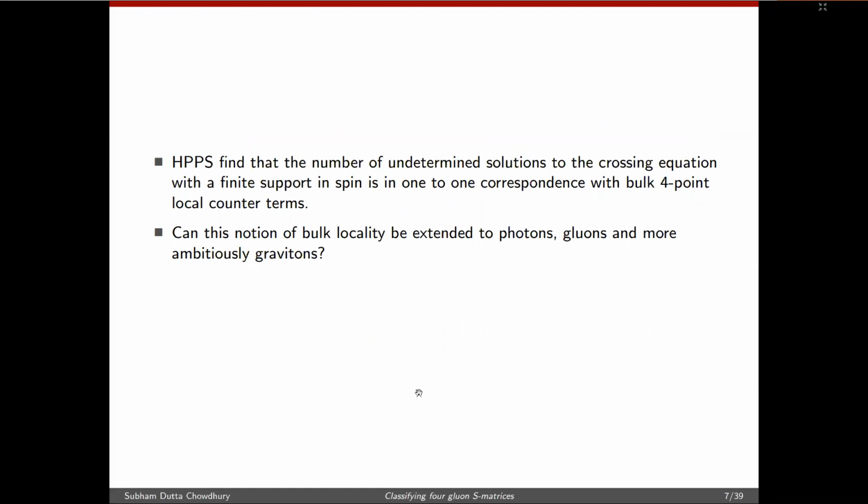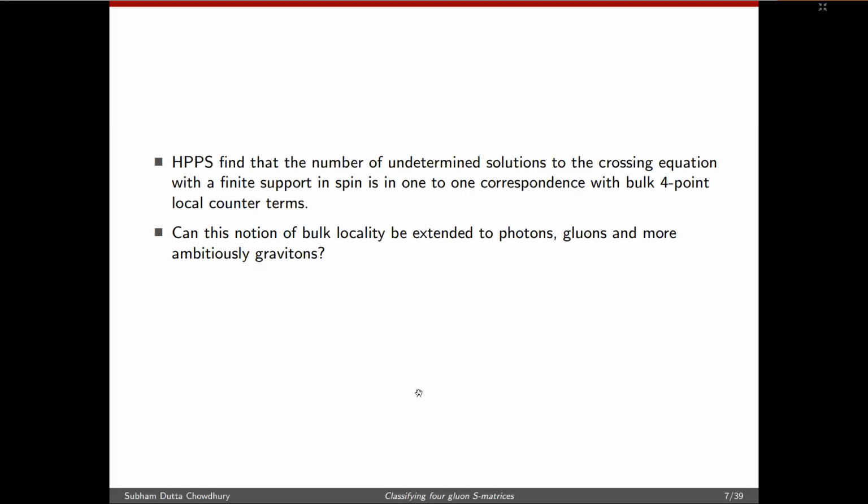So you need something in the bulk to make sense of your CFT crossing function. Some consistency conditions of your CFT are telling you that you must have some local bulk theory. I'm not saying that this is essentially proving locality, but it's a nice toy model to explore. Another motivation of classifying these local S-matrices is that this bulk locality can be extended to photons, gluons, and more ambitiously gravitons.